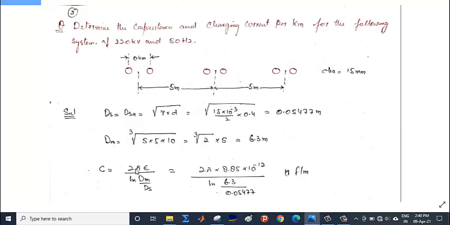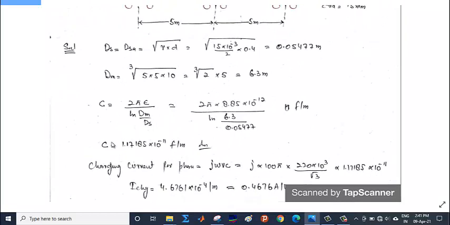So finally, capacitance will be equal to 2 pi epsilon ln of dm by ds. 2 pi epsilon is 8.85 into 10 to the minus 12, ln of 6.3 divided by 0.06477 farad per meter. So it comes out to be C equal to 1.17185 into 10 to the power minus 11 farad per meter.